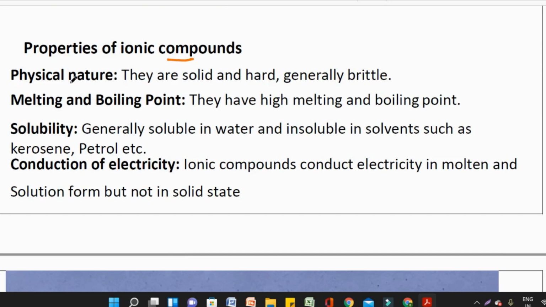Properties of ionic compounds. Physical nature: they are solid and hard, generally brittle. Melting and boiling point: they have high melting and boiling points. Solubility: generally soluble in water and insoluble in solvents such as kerosene, petrol, etc. Conduction of electricity: ionic compounds conduct electricity in molten and solution form but not in the solid state.